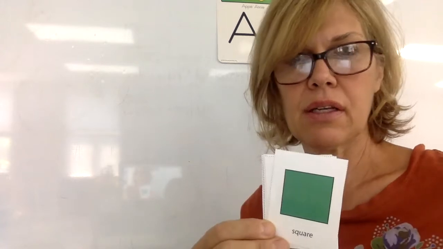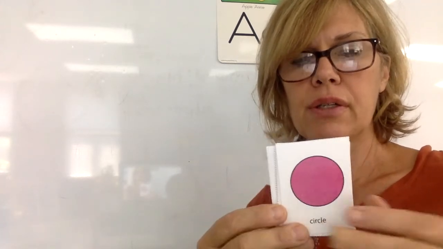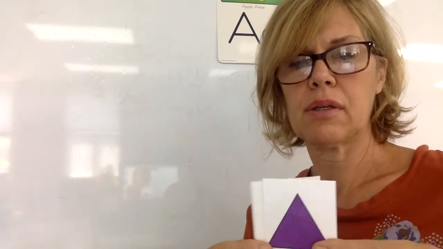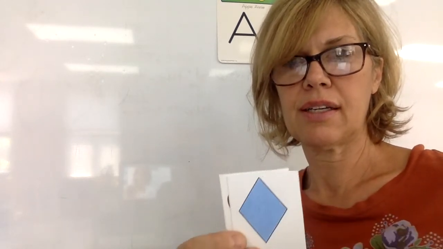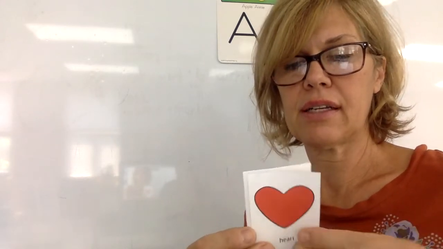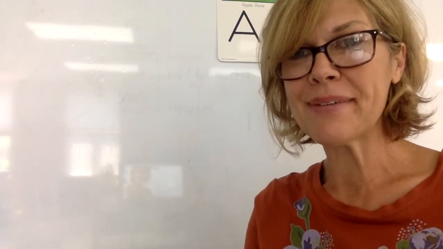Rectangle, square, circle, triangle, oval, star, diamond or rhombus, heart, and hexagon. Did you beat me on any of them?